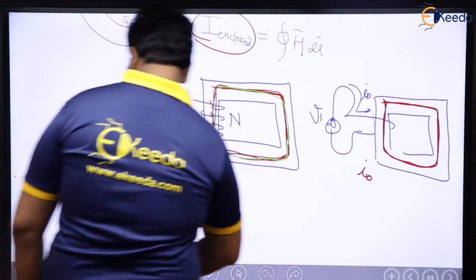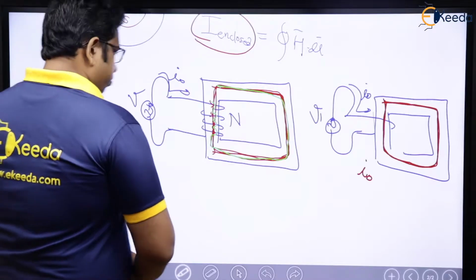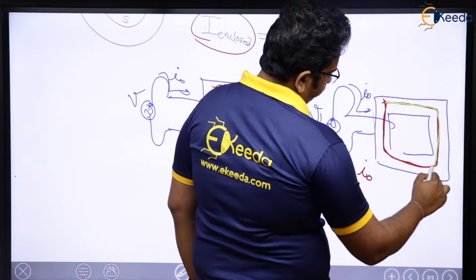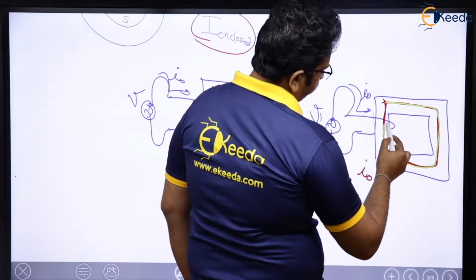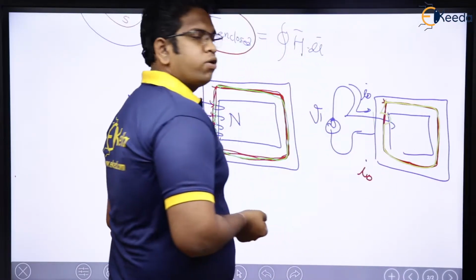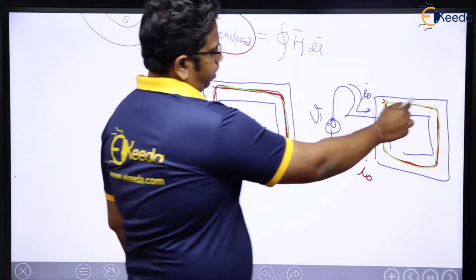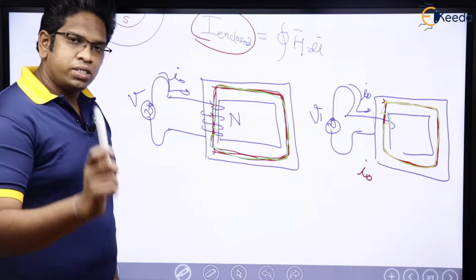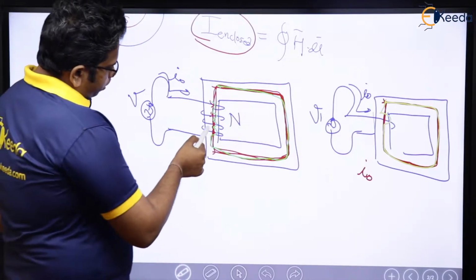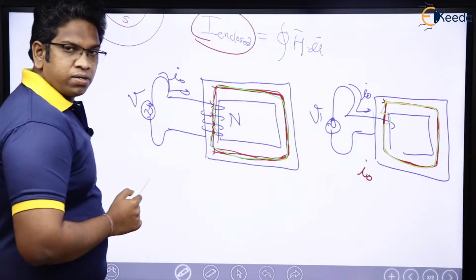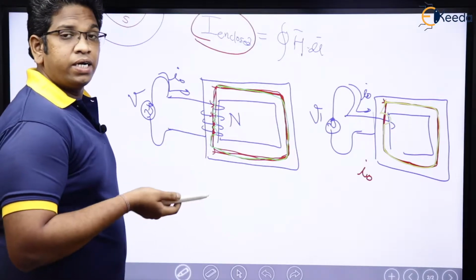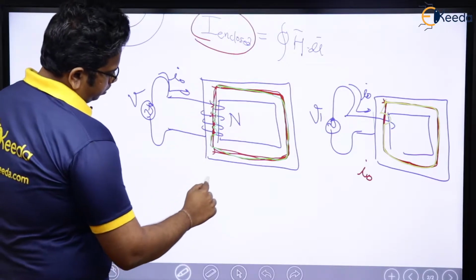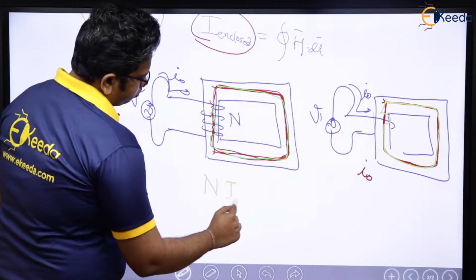Why? Because see here, when I move like this, in this way, how much is the current enclosed? Only one I naught. For this closed path, I naught is the enclosed current. Similarly, here, I naught plus I naught plus I naught plus I naught. How many turns are there? N turns are there. So, N times I naught.